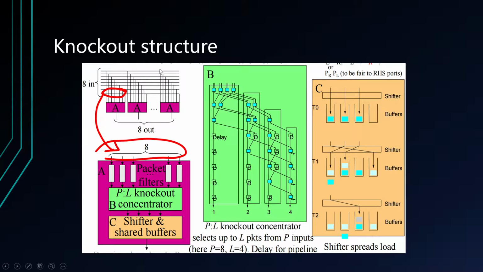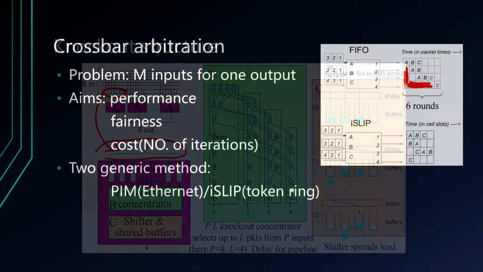Here is the structure of the knockout switch. Firstly, there are 8 inputs passing through the packet filter, and then they compete with each other. Then the four winners have the choice to establish a connection with a specific output. One of them just passes through to the output, and another three spread the load and then go inside the buffers, waiting for the next match.